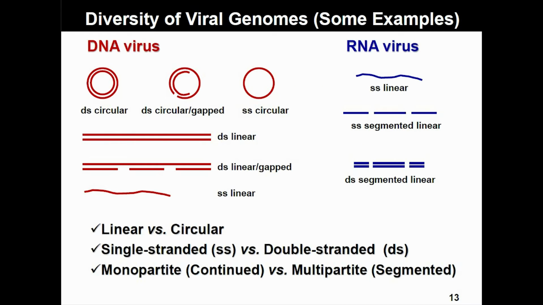For example, it can be classified on the basis of what is present, DNA or RNA, or on the basis of what kind of DNA or RNA it is, double stranded, single stranded, different things. For example, double stranded circular, gapped single stranded, or linear, which is the straight one, linear gapped, single stranded linear. In RNA also there is something like that. So it can be classified on the basis of linear, circular, single stranded or double stranded, or monopartite or multipartite. Monopartite means continuous without any gap, whereas multipartite means segmented, like a gap here.